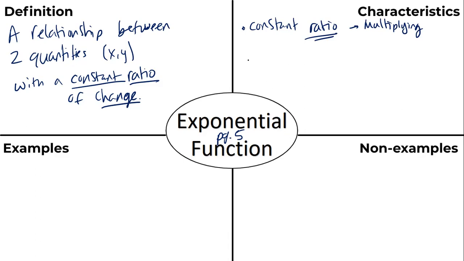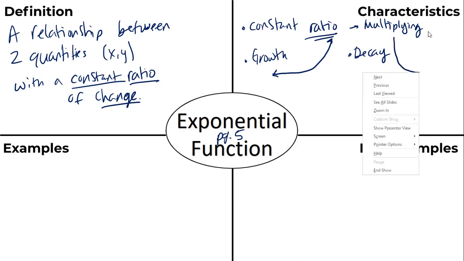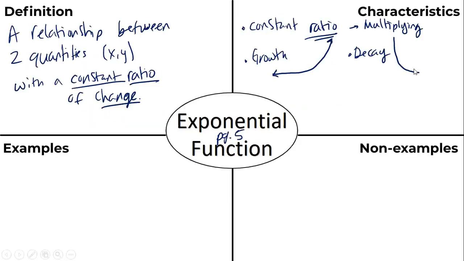Okay. And we're going to talk about it graphically. You can have a growth, and we read graphs from left to right. So growth means that I'm starting off slow, but then I grow exponentially. Or we could have a decay, which means I start off high and then I decline.